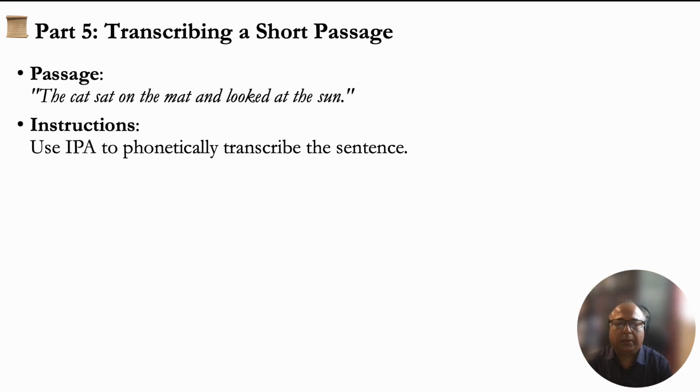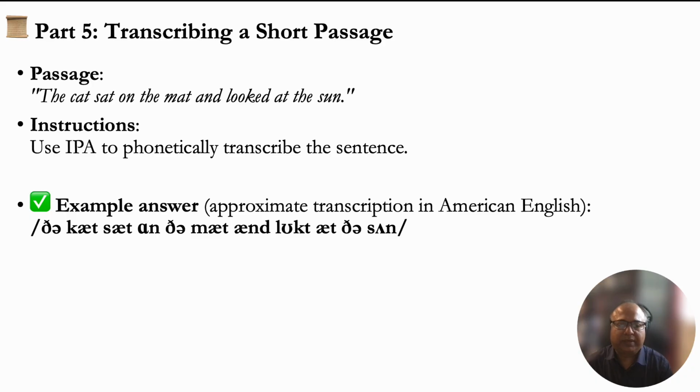Give it a try. I know it's not very easy because this is new, but you can go back and forth, right? Like transcribe the first 3 letters and go back and see the transcription, and then continue to transcribe the whole sentence. Okay, so I've given you an approximate transcription in American English. So see the transcription. The cat sat on the mat and looked at the sun.